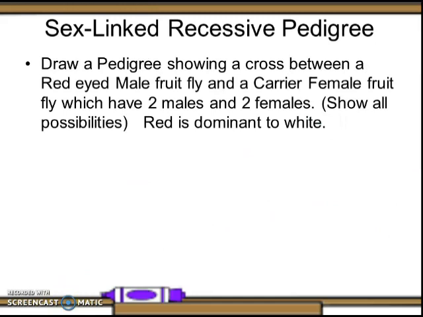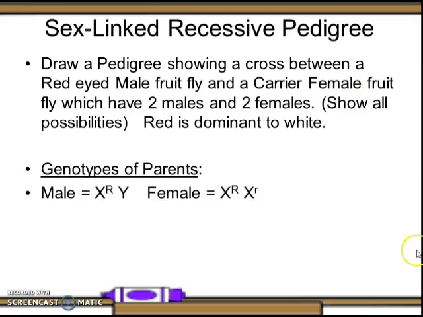Let's have an example. Draw a pedigree showing a cross between a red-eye male fruit fly and a carrier female fruit fly which have 2 males and 2 females. Show all possibilities. Red is dominant to white. Here are the genotypes of the parents. This is the genotype of the male and this is the genotype of the female. Take note that the capital letter superscripts represent the dominant allele and the small letter superscripts represent the recessive allele.